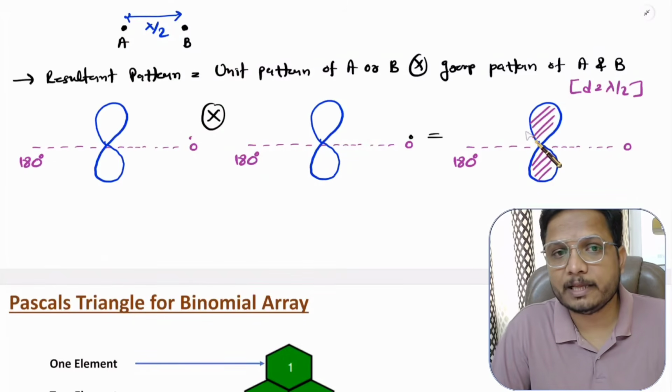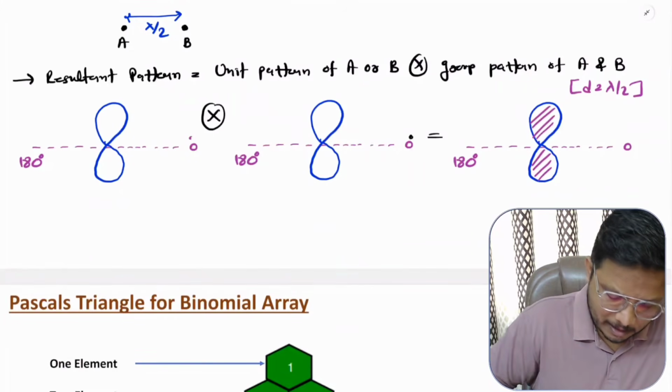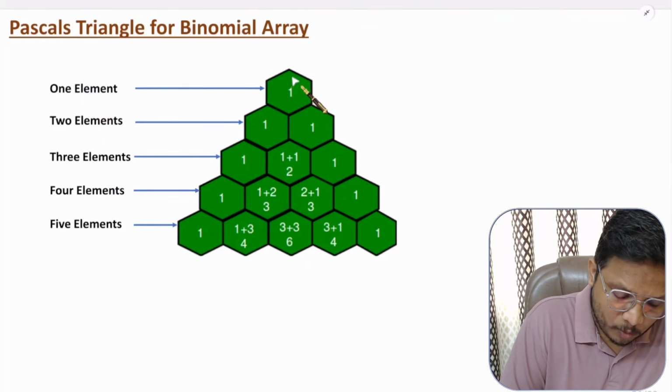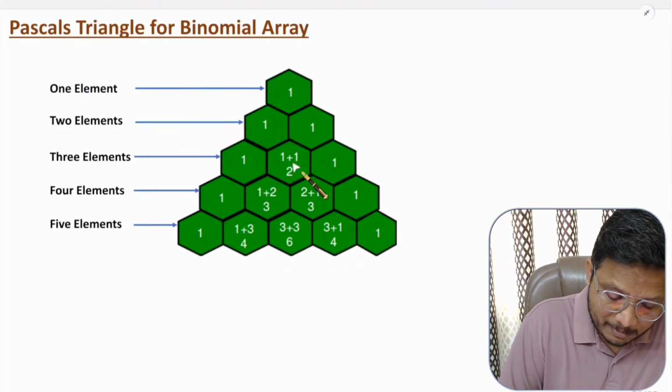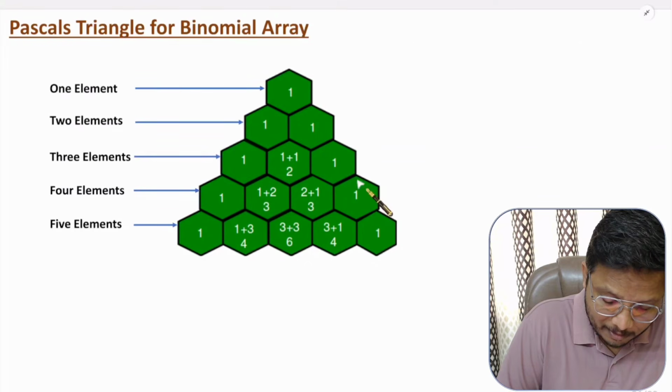Now I'll explain Pascal's triangle to form a binomial array. See, I have already explained how it is happening, but still you need to understand this. With one element, we have 1. With 2 elements, this one and this one that is coming over here. With 3 elements, this one is coming here, this one is coming here, and this element is the sum of these two. The reason is this is in contact with these 2 hexagons, so you'll have to add, and that is 2. Here we have 1, here we have 1. This hexagon is in touch with this 2, so 1 plus 2, 3. And this hexagon is in touch with this 2, so that is 2 plus 1, 3.